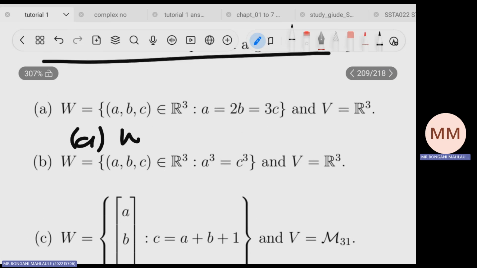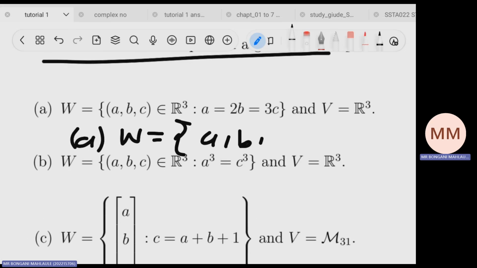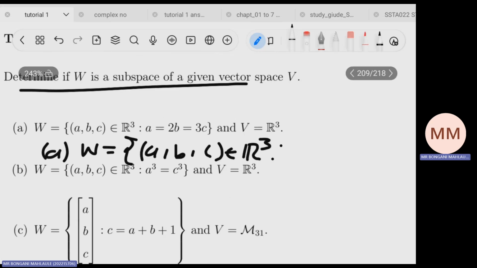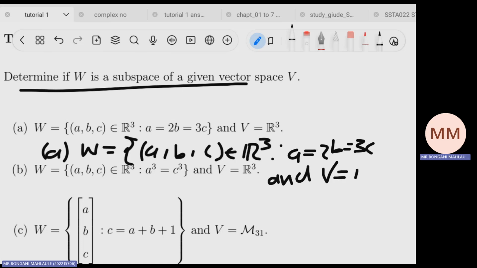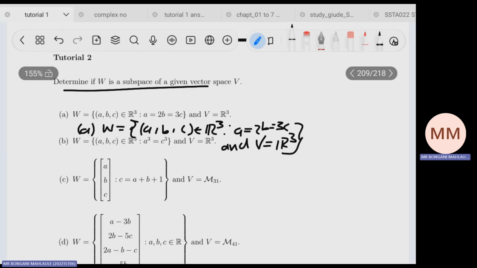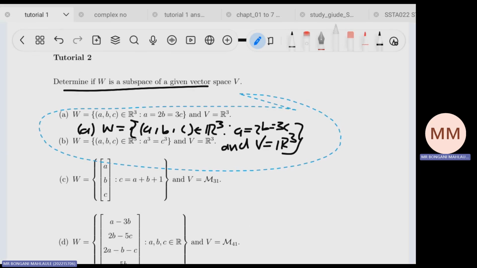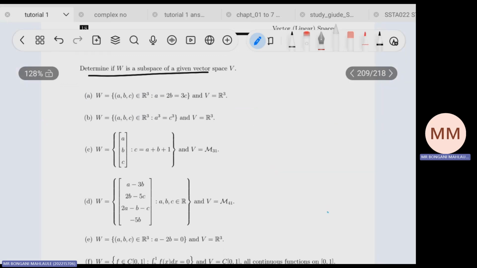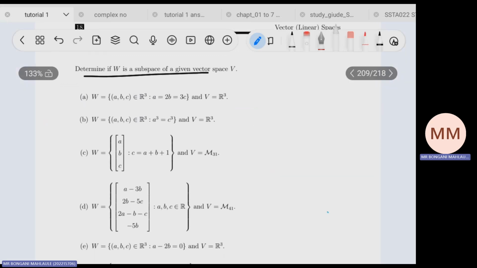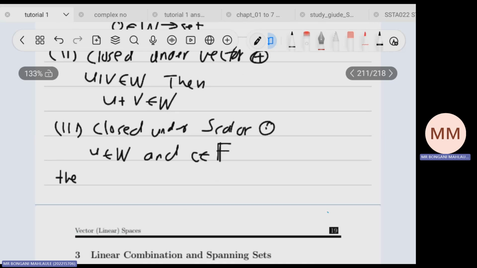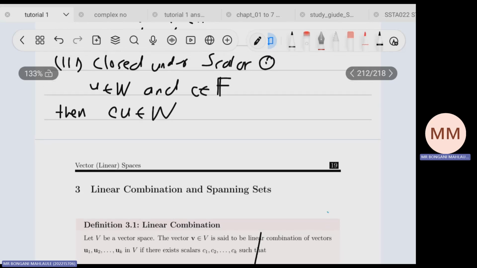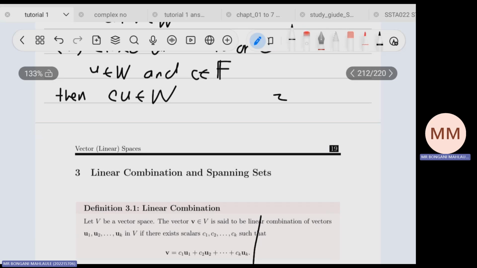They are saying W is given by (A, B, C) being an element of R3 and V is equal to R3. So I might not do all of them so that the recording is not too long, guys. Then here we're gonna start with number A. Want to check if you are having a subspace.